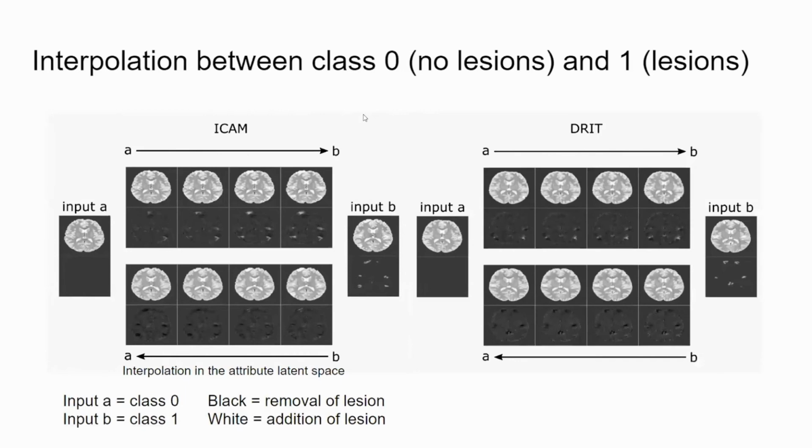Now comparing to DRIT, which is another method doing translation, here we show that DRIT can indeed also remove lesions quite well, but it doesn't add the lesions as well as ICAM. It only learns to add lesions in very specific locations, and it cannot learn the different spatial locations of different lesions. In addition, we don't observe smooth interpolation, and we think that's due to the fact that the content space hasn't been fully disentangled, which is mostly related to the architecture of DRIT in comparison to ICAM.